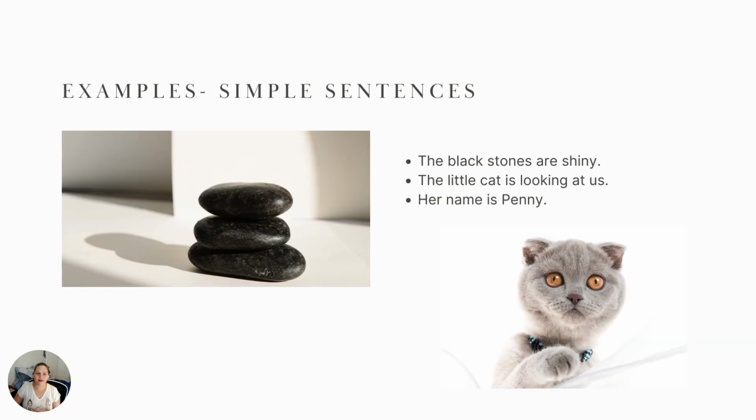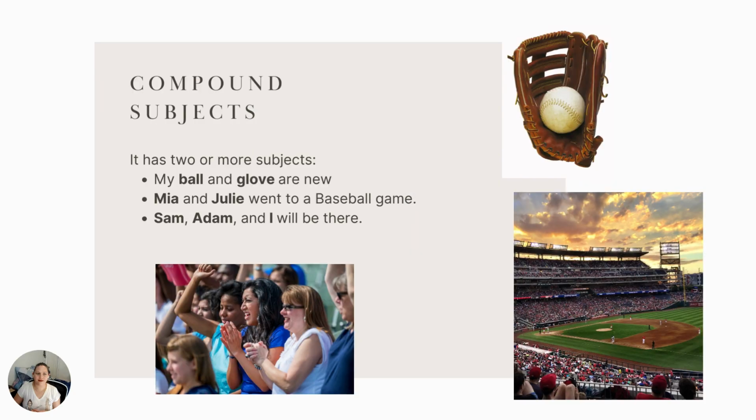More examples of simple sentences are, for example: the black stones are shiny, the little cat is looking at us, and her name is Penny. So these are more examples, and as you can see in the last sentence, her name is Penny. Her is actually a pronoun, a possessive pronoun that describes who Penny is. So the subject of this sentence is her name. I just want to clarify that.